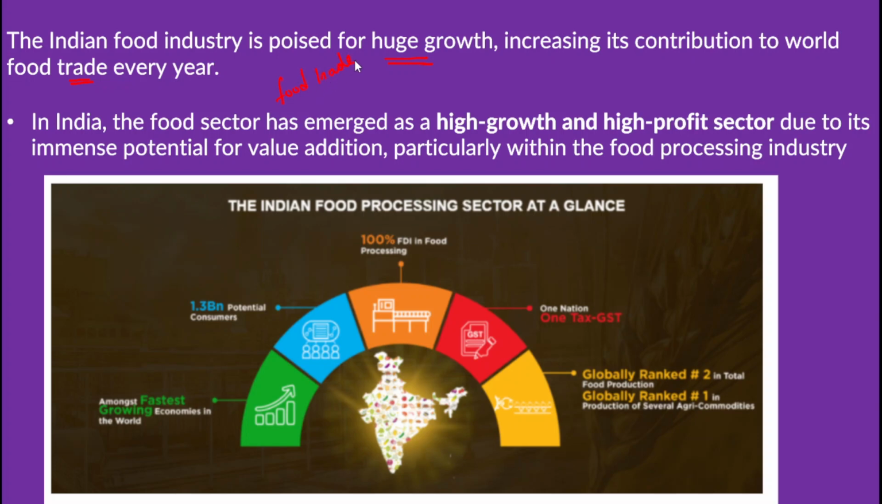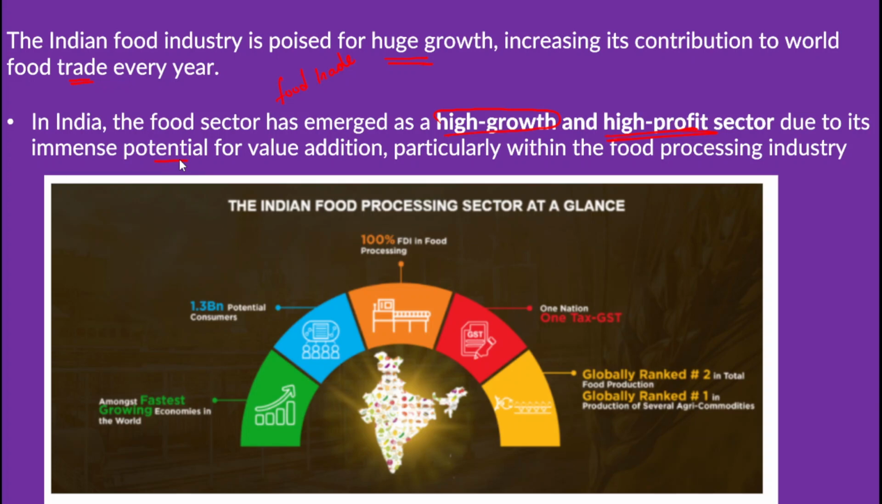What are the benefits or advantages? We have already discussed those advantages. The Indian food processing sector has in fact emerged as a high growth and high profit sector. The government has started incentivizing and encouraging the food processing industry as a potential industry. Since it has huge potential, it is considered one of the high growth as well as high profit sectors in India. Why? Because of its huge future potential in terms of export, employment generation, and women empowerment.